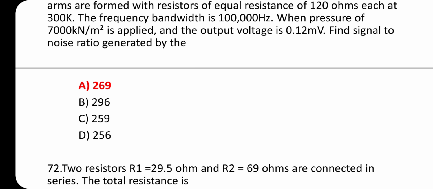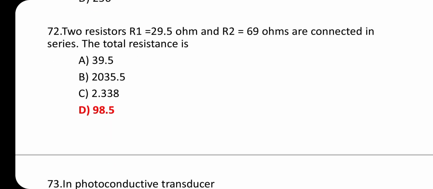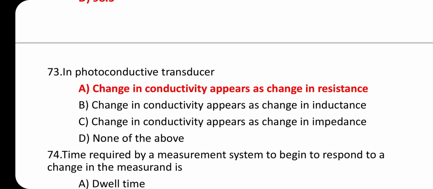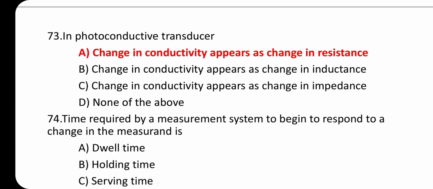Option A, 269 is the answer. Two resistors R1 equal to 29.5 ohm and R2 equal to 69 ohms are connected in series. The total resistance is option D, 98.5. In a photoconductive transducer, change in conductivity appears as change in resistance.